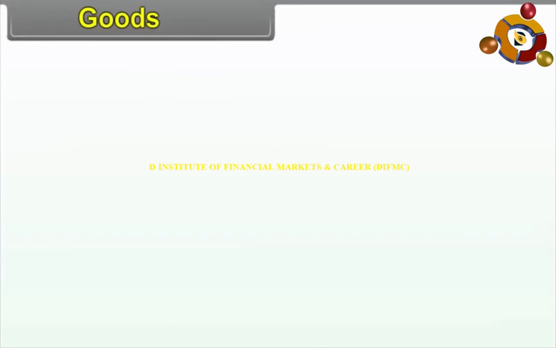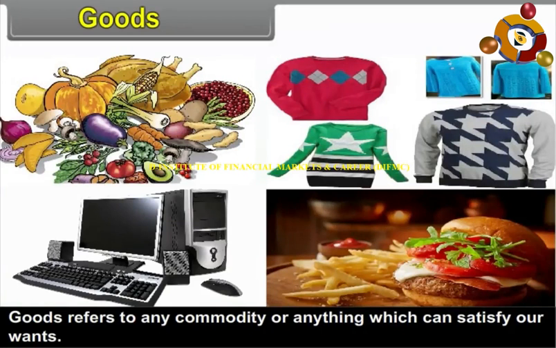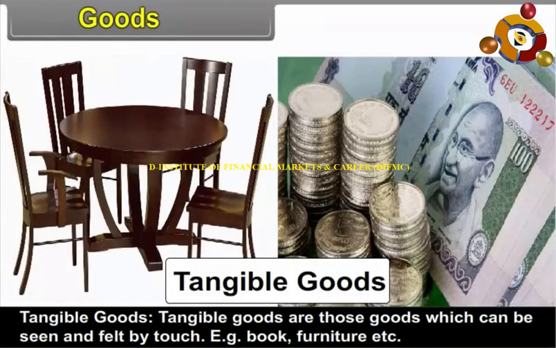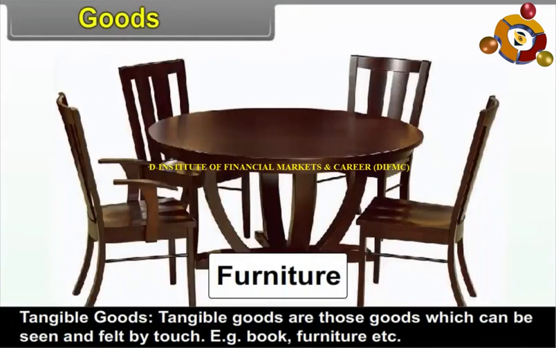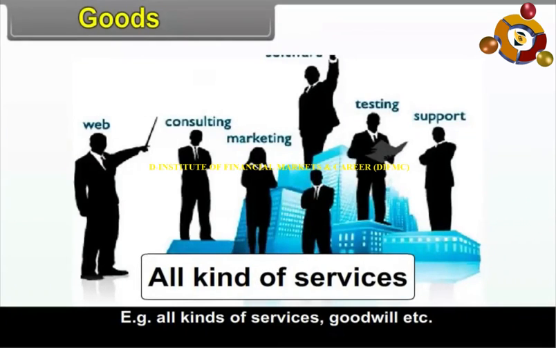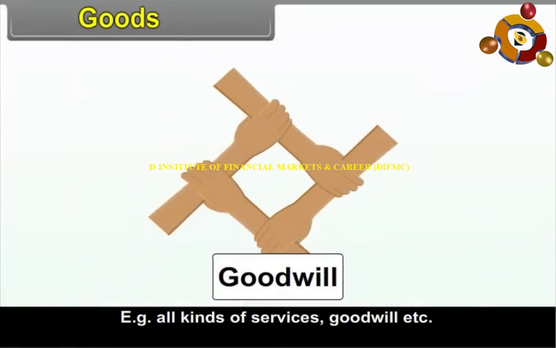2.3 Goods. Goods refer to any commodity or anything which can satisfy our wants. In economics, goods can be tangible or intangible. Tangible goods are those goods which can be seen and felt by touch, for example, book, furniture, etc. Intangible goods are those goods which cannot be seen or touched, however, can be experienced, for example, all kinds of services, goodwill, etc.